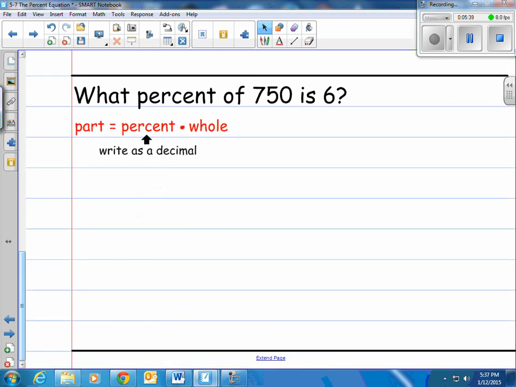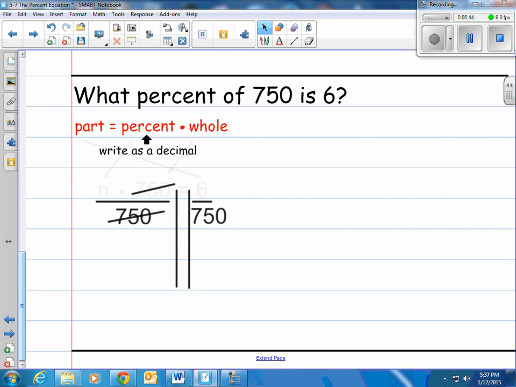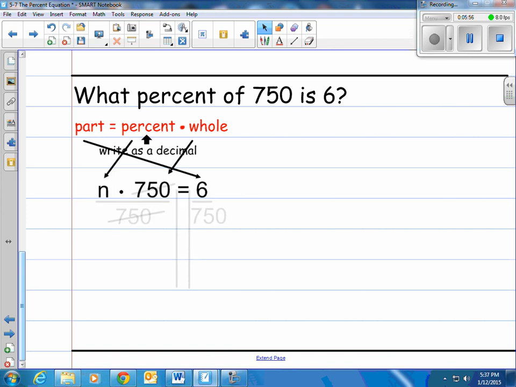All right, what percent of 750 is 6? Again, our simple translation: we take our n times 750, that equals 6. And then we divide by 750 on both sides.